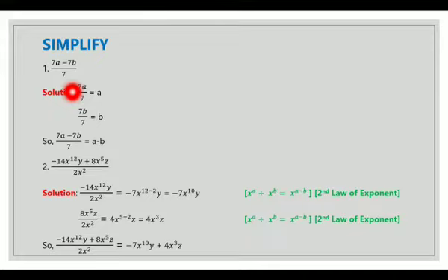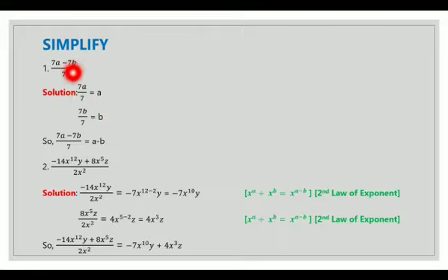Simplify the first question, 7a minus 7b upon 7. Now we are going to split and solve this sum. So 7a upon 7. So 7 gets cancelled. We are remained with a. So the answer comes to be a.